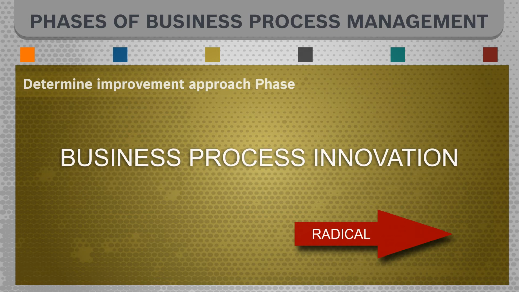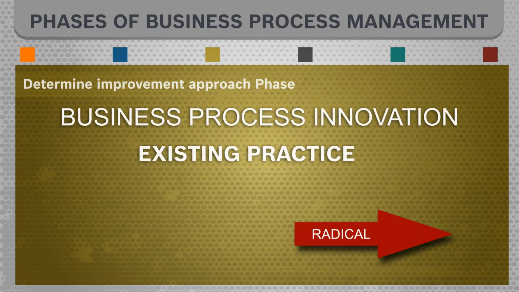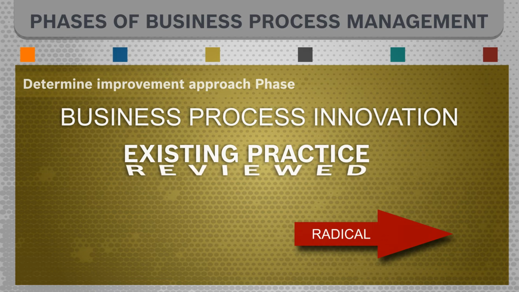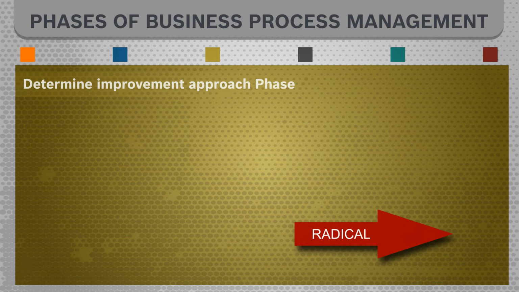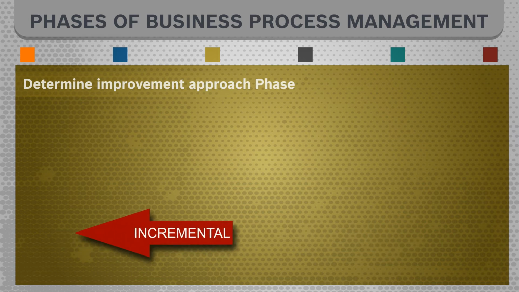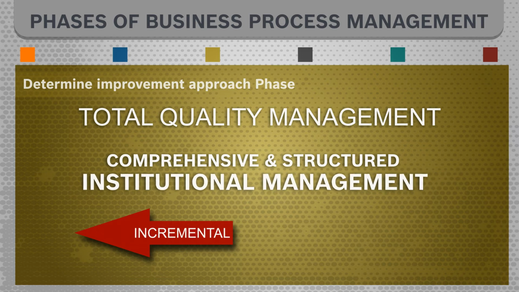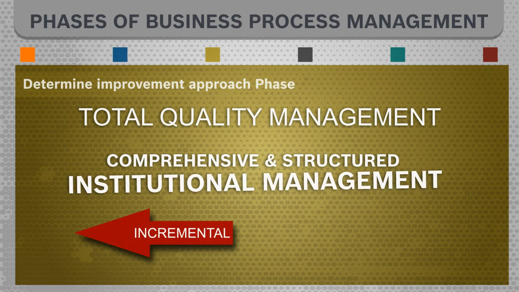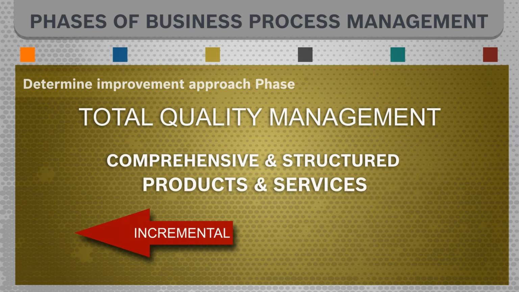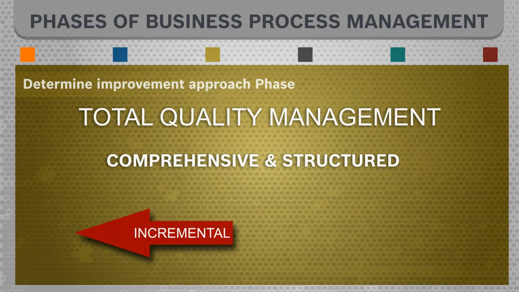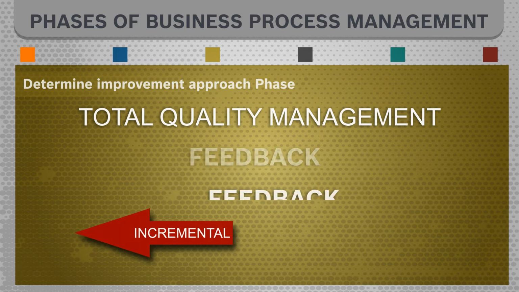Then we have business process innovation. This takes place when an existing practice is reviewed and replaced by something better. For incremental improvement, the following approaches can be used. Total Quality Management, or TQM, is the comprehensive and structured approach to institutional management that seeks to improve the quality of products and services through ongoing refinements in response to continuous feedback.